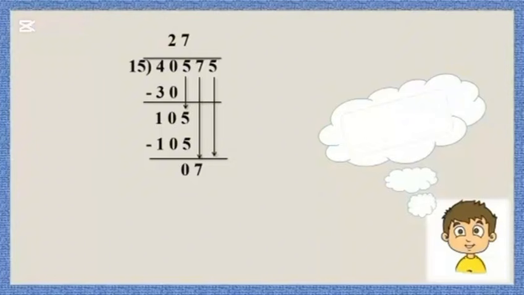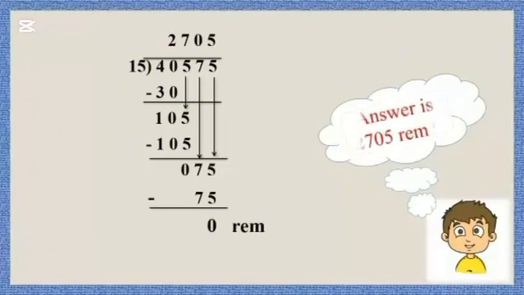After adding 0 in your quotient, you will now multiply 15 with some number until you get any number that is smaller than 75 or equal to 75. So you know that 15 times 5 is 75. Now 75 minus 75 gives us 0, which is the remainder. So our answer is 2705, remainder 0.